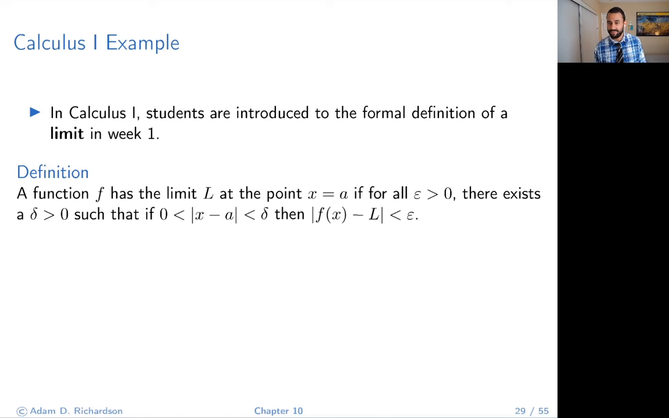And read this definition. It's absolute. It's so hard to make sense of. It says a function f has the limit L at a point x equals a if for all epsilon greater than 0, there exists a delta greater than 0, such that if 0 is less than the absolute value of x minus a, and that's less than delta, then the absolute value of f of x minus L is less than epsilon. And so there you go. You got all that? Makes sense, right?